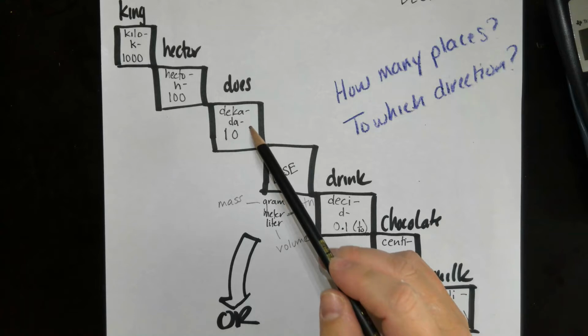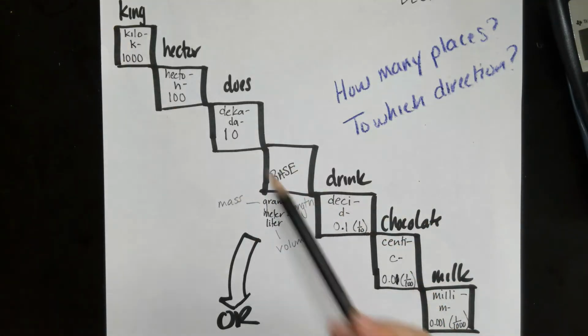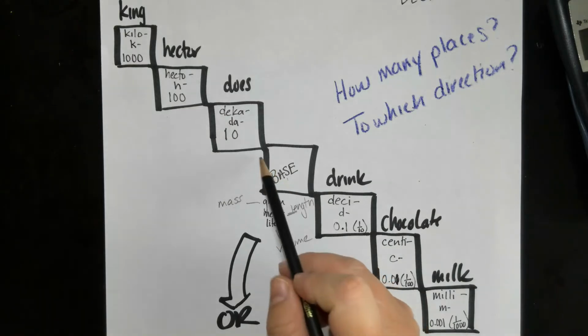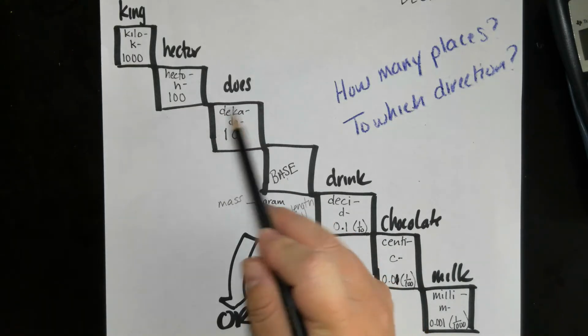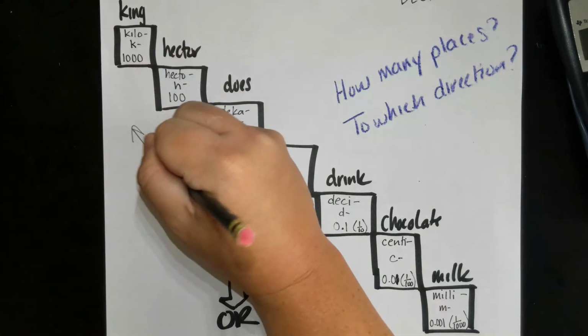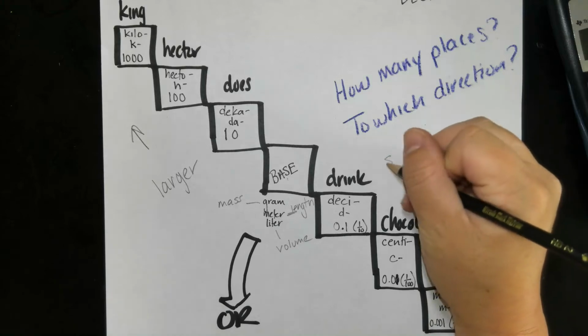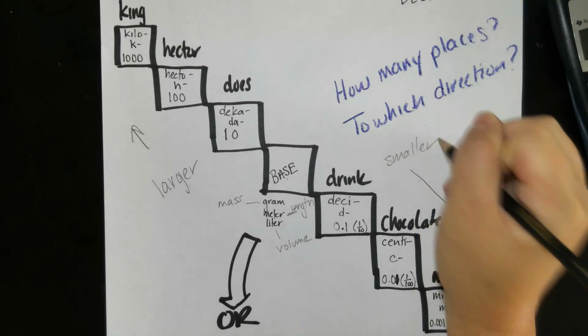This is valued at 1. I'm going to go up to the largest, and then I'll come back to the base and go down to the smallest, okay? So when we move to the left, we're getting larger, okay? And when we move to the right, we're getting smaller.